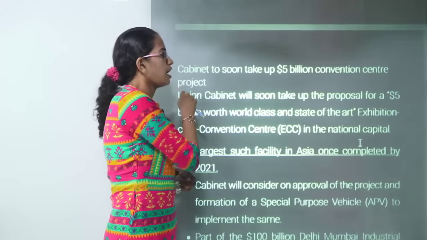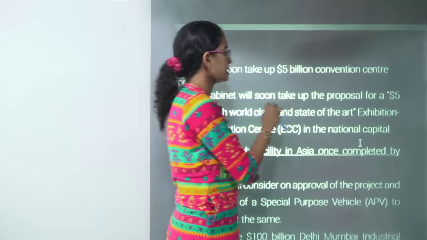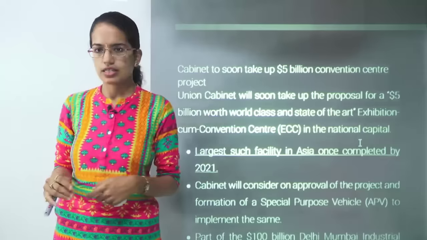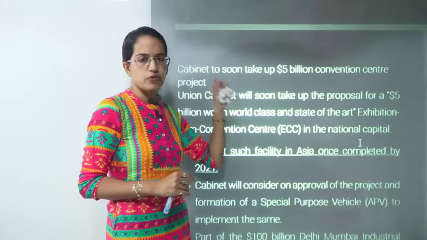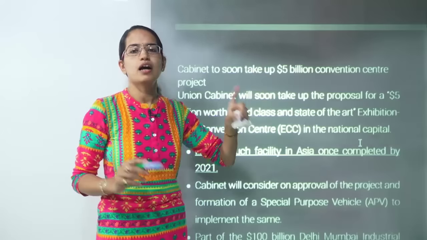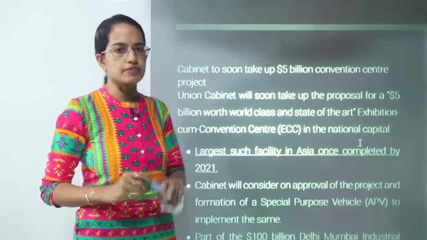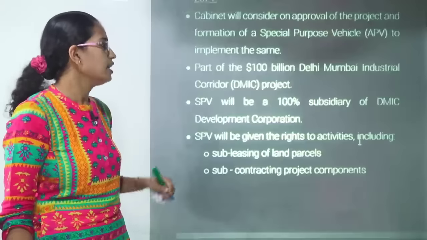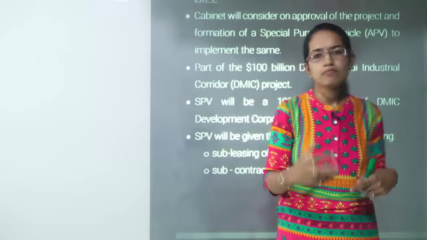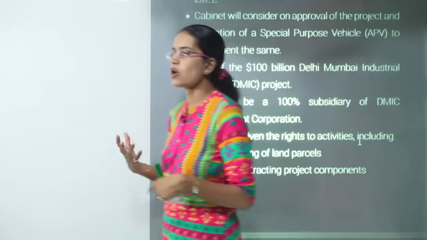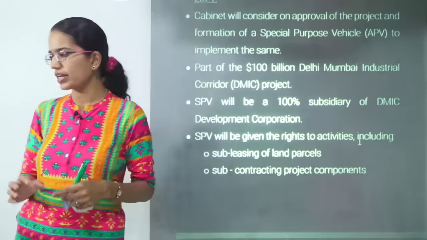The next is a $5 billion convention center project that has been released in India. This would be Asia's biggest project, completed by 2021, and it would be an exhibition cum convention center built in India. Once built, it would bring in more foreign exchange because more foreign functions or conferences could be organized here.